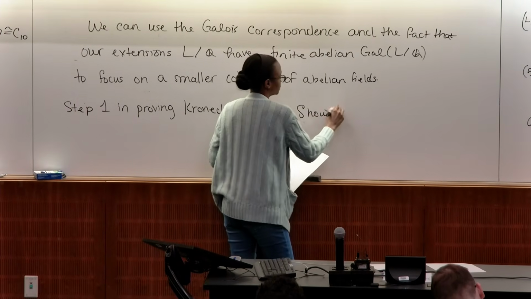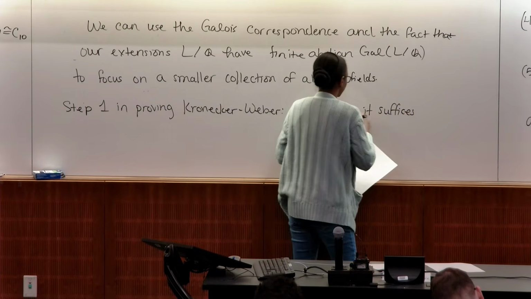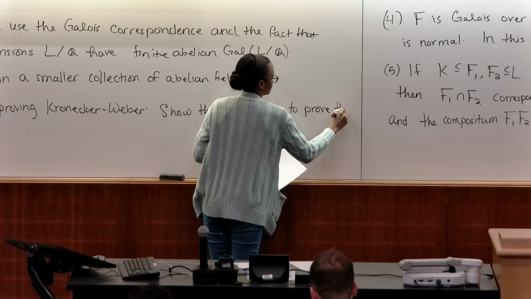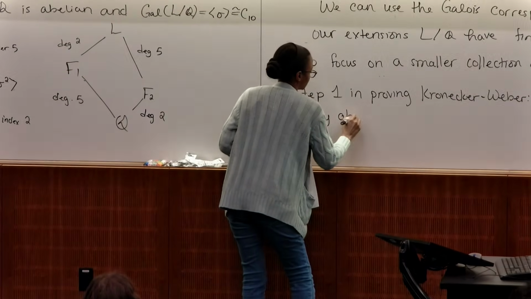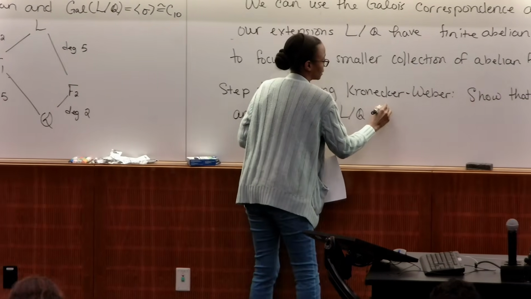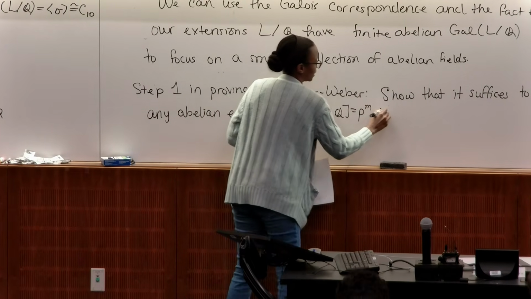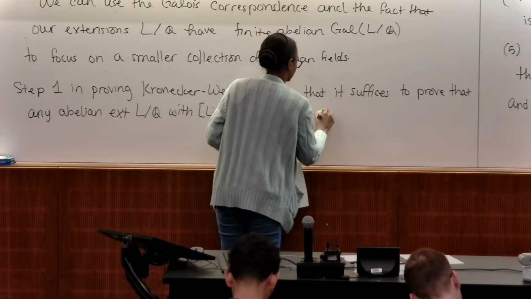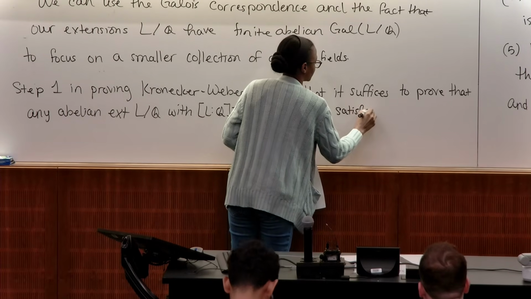So what we need to show is that it suffices to prove that any abelian extension L over K, where the degree is a prime power, sits inside of a cyclotomic extension.